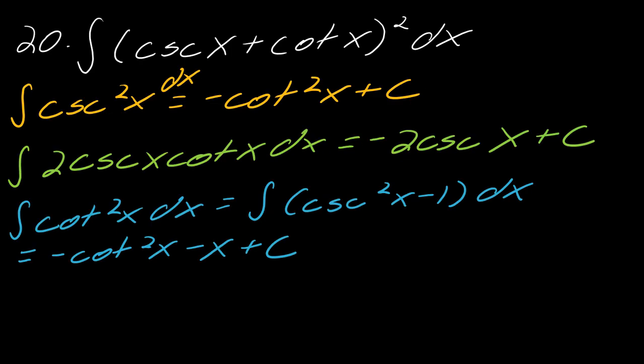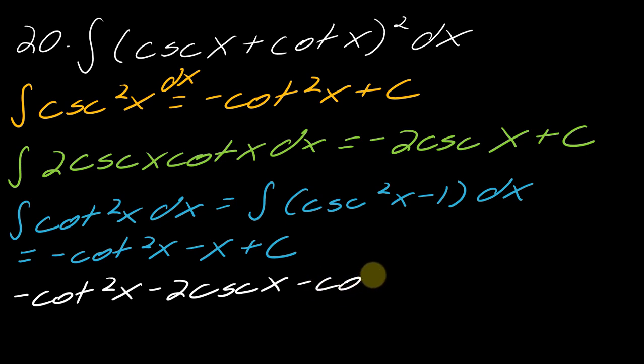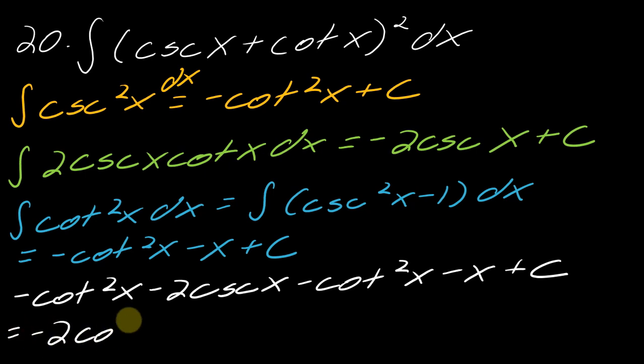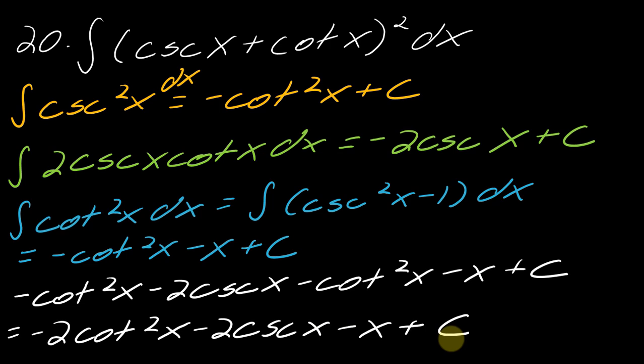Okay, so now putting everything together, I've got negative cotangent x minus 2 cosecant x minus cotangent x minus x plus c. You only need one plus c in there. You don't need to put in like 3 c's, by the way. So the final answer here is negative 2 cotangent x minus 2 cosecant x minus x plus c. And so there is the final answer.